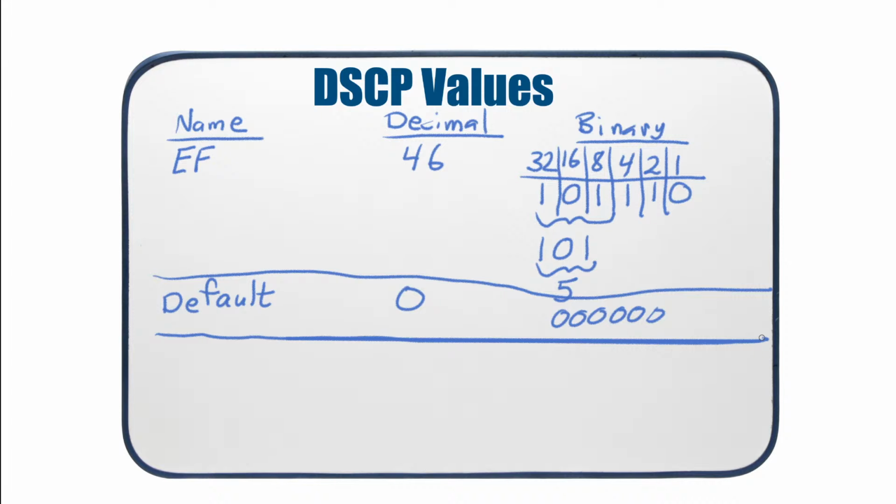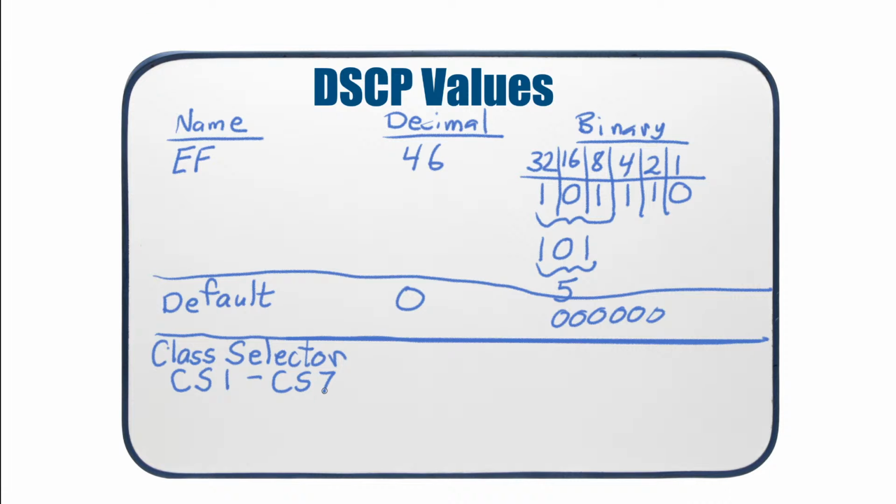But the next category of DSCP values, they're called class selector, or CS values, and they range from CS1 all the way through CS7. So there's 7 different class selector values. Now, what is the purpose in life of a class selector value? The purpose in life of a class selector value is to be purely backwards compatible with IP precedence.